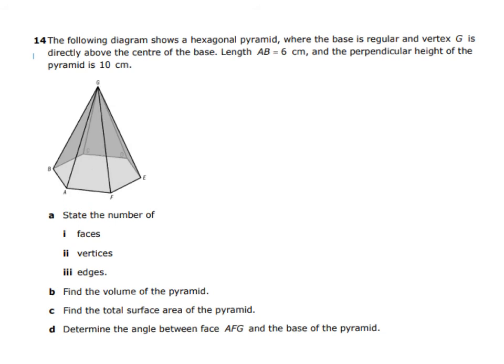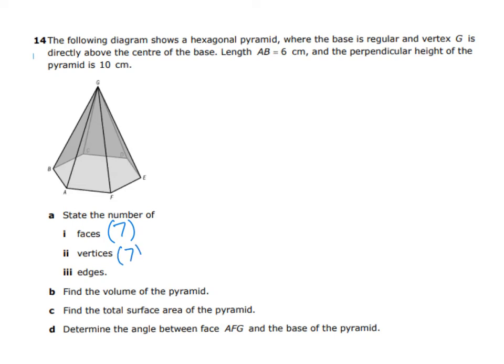Okay, so let's start with the easiest stuff. Let's find the number of faces, vertices, and edges. Well, this pyramid would have 6 triangular faces and 1 base for a total of 7 faces. Vertices, let's see, there's going to be 1, 2, 3, 4, 5, 6 around the base, and then that 7th one, the vertex. So there are 7 vertices.